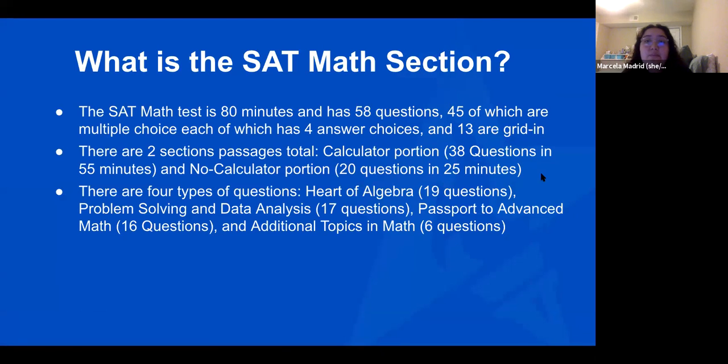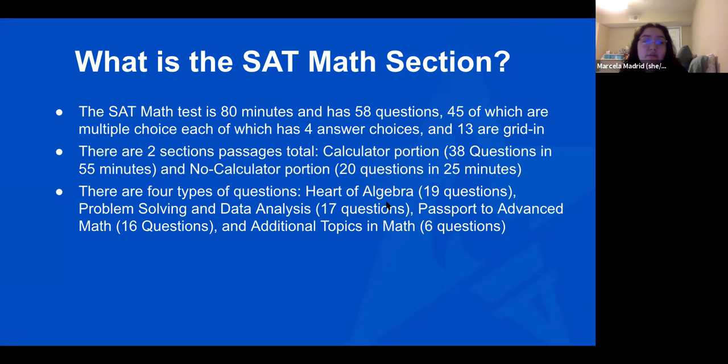Right, so as you can see on the slide, we are going over the SAT math no calculator section. So what is the SAT math section? The SAT math section will be 80 minutes and will have 58 questions, 45 of which are multiple choice with 4 answer choices, and 13 are grid-in, meaning you write down the number you think is the correct answer. There are 2 sections total: the calculator portion, which we won't be going over today, which is 38 questions, and the no calculator portion, which is 20 questions in 25 minutes.